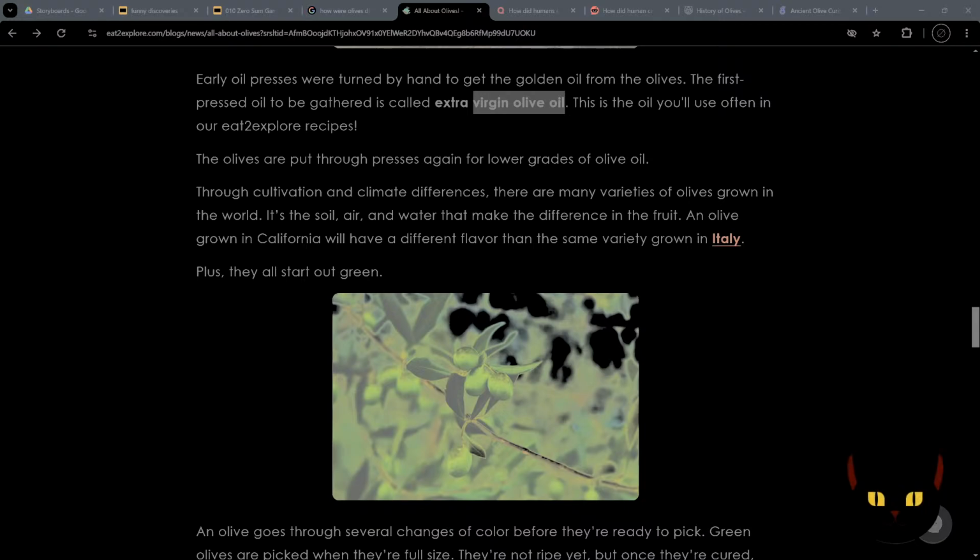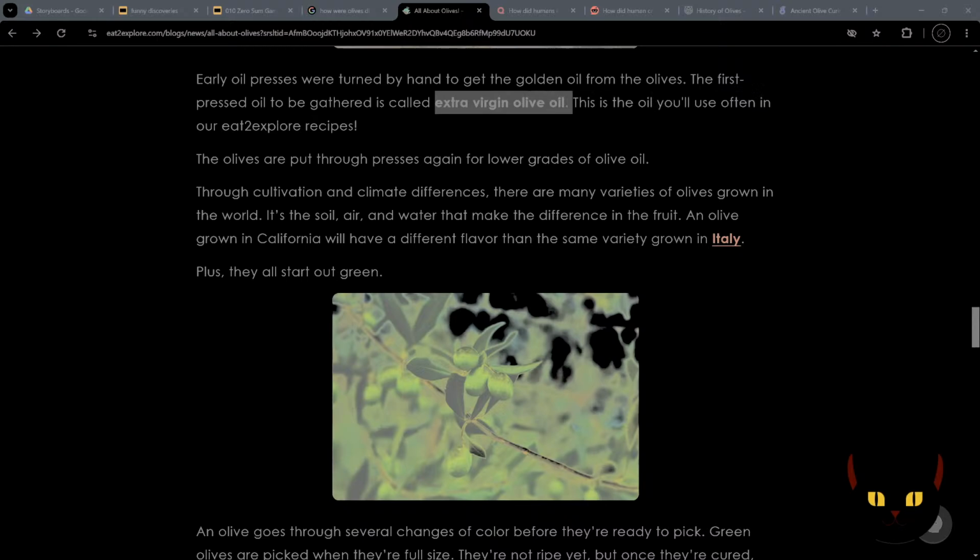So chances are, if you buy the most expensive oil in an American grocery store, and then buy the most expensive oil in an Italian or a Greek, or probably, who else loves olives? Does Turkey love olives? I bet Turkish people love olives.